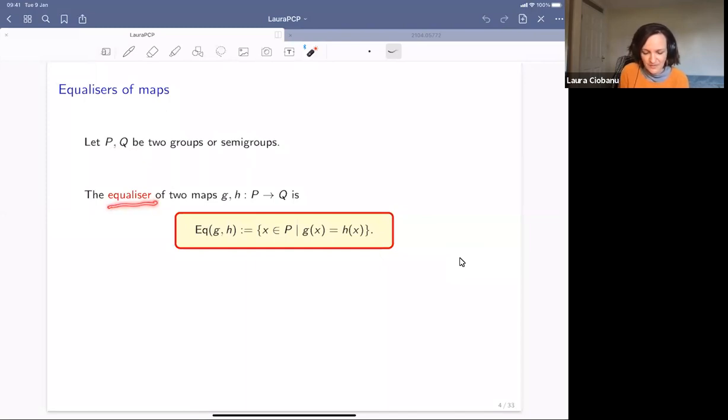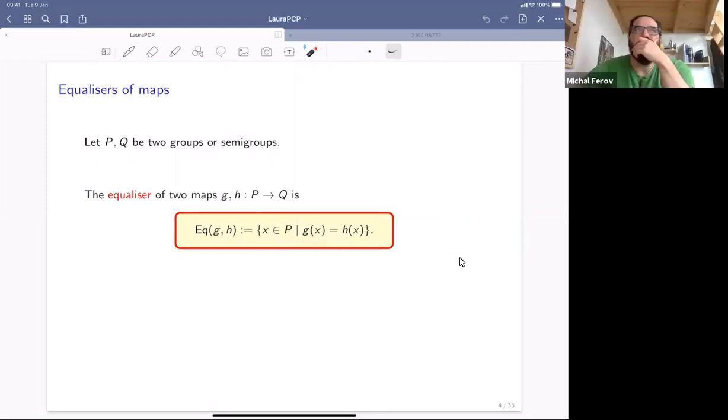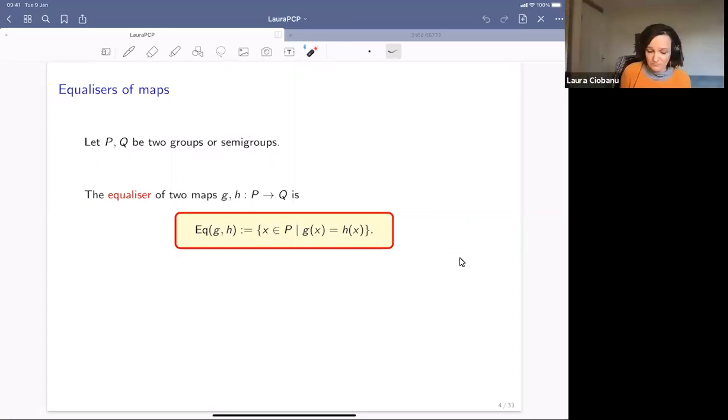The equalizer of two maps between these structures. So let's say we have G and H, two homomorphisms or morphisms going from P to Q. And what we're wondering about is the equalizer of G and H. What can we say about that? That would be all the points in P, so all the points X such that G of X is equal to H of X. So I think the name says quite a lot, right? The equalizer: when are the maps equal? So this is the first concept to record.